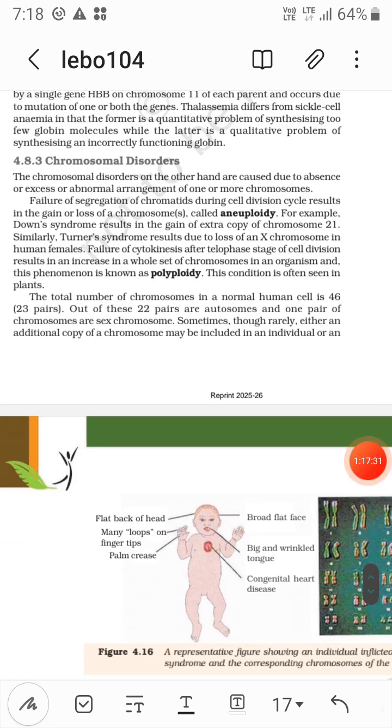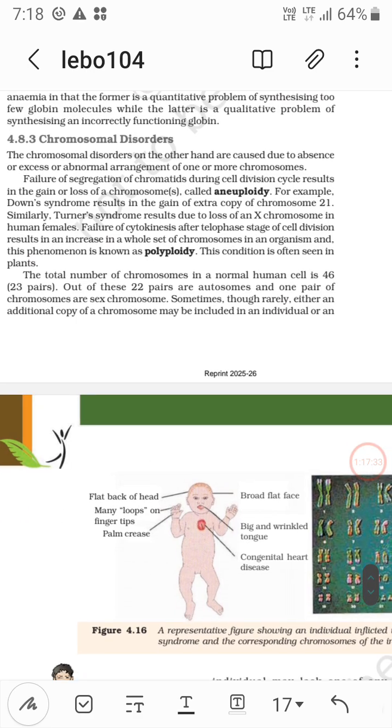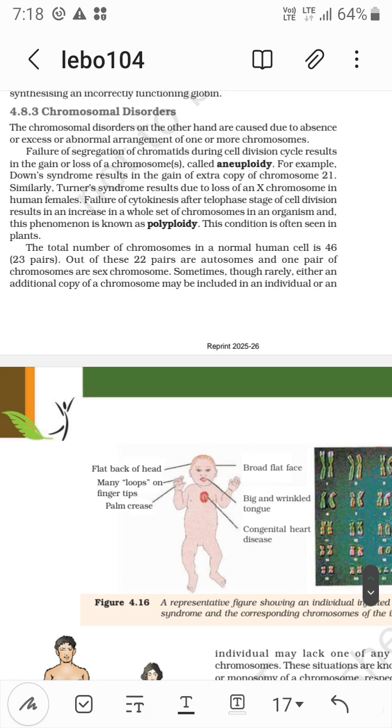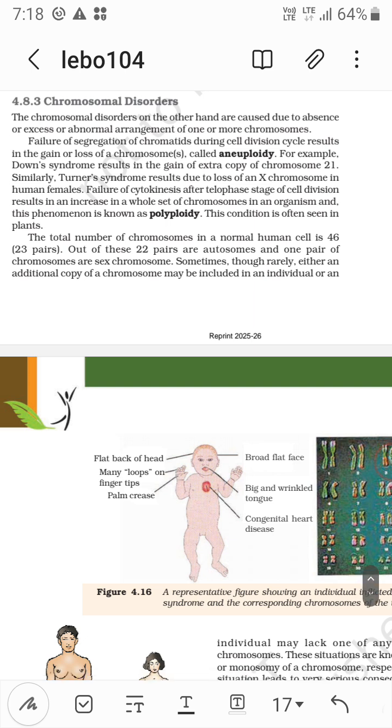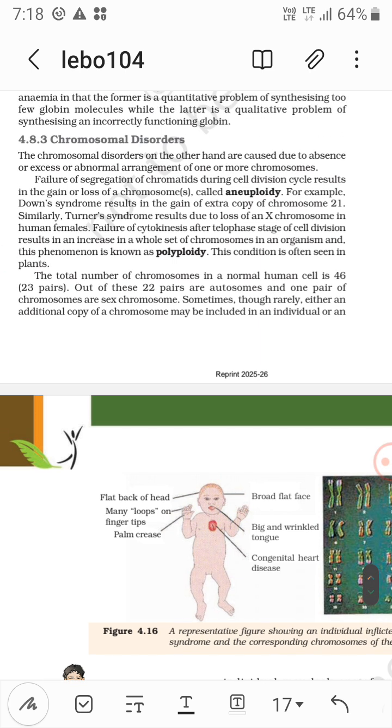Now chromosomal disorders. The chromosomal disorders, on the other hand, are caused due to the absence or excess or abnormal arrangement of one or more chromosomes. Now, failure of segregation of chromatids during cell division cycle results in the gain or loss of chromosomes, that is aneuploidy.